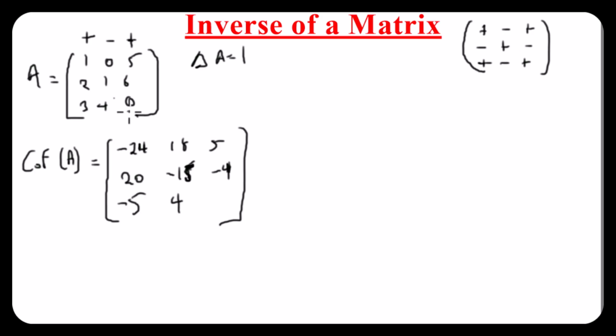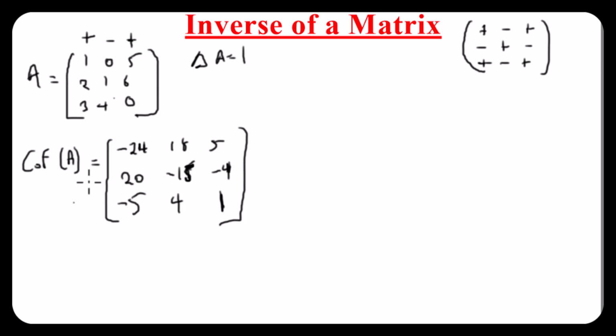And lastly, this one, strike this. So yeah, 1 times 1, 1. 2 times 0, 0. So 1 minus 0 is 1. So times positive 1. So we have 1. Yeah, so this is my cofactor.